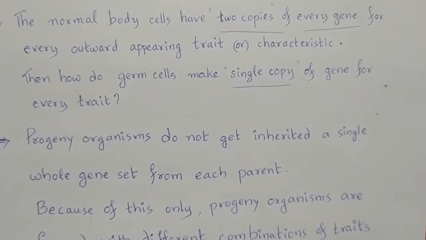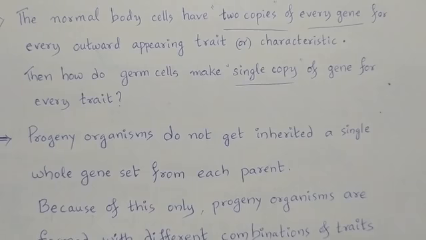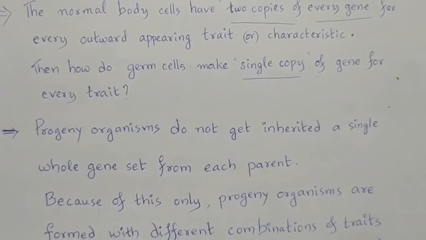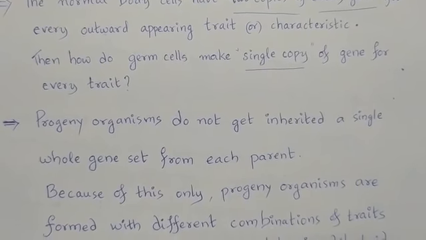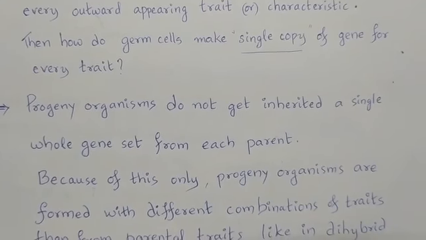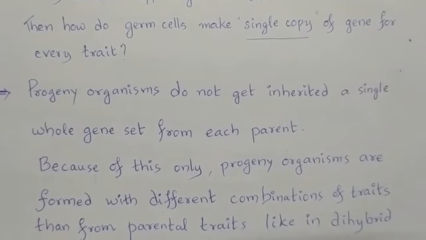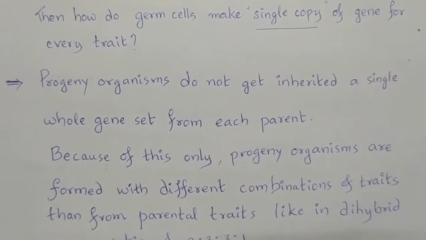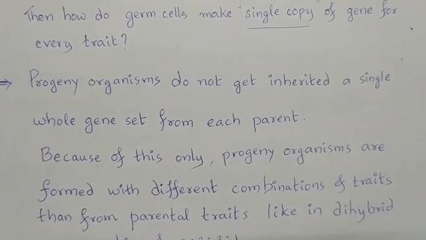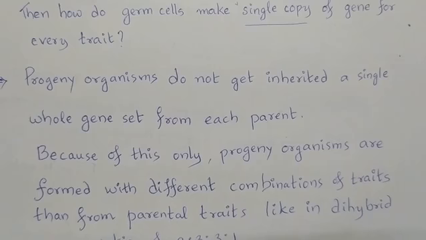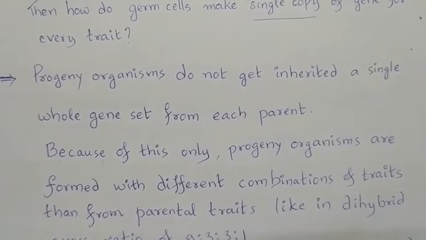Then how do germ cells have a single copy of the gene for every trait? When normal cells have two copies of a gene for every trait, how do these gametes have a single copy of the gene for every trait? Progeny organisms do not inherit a single whole gene set from each parent.